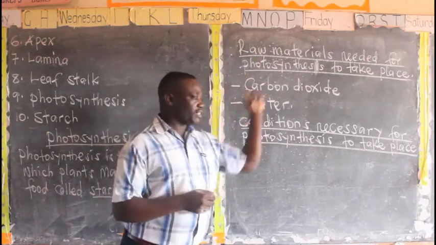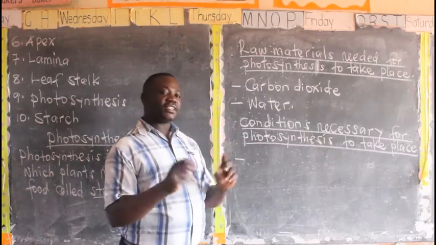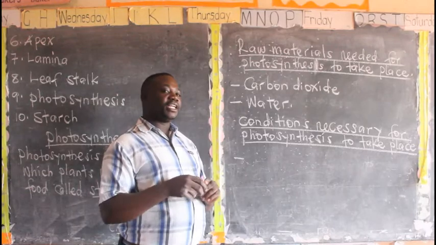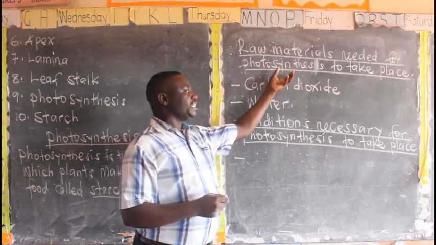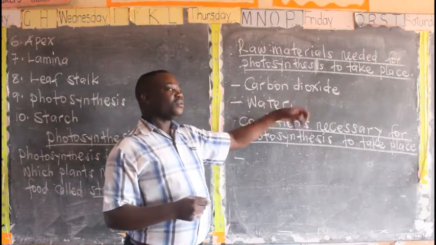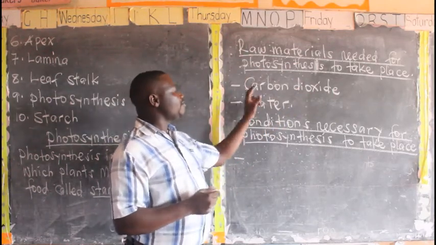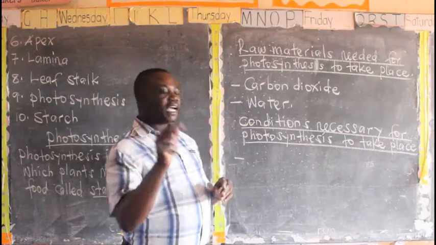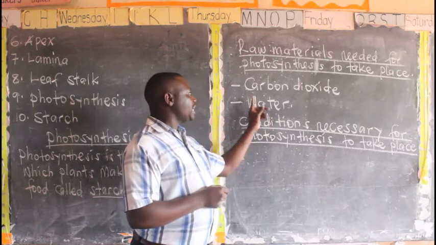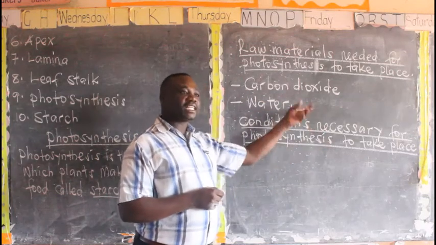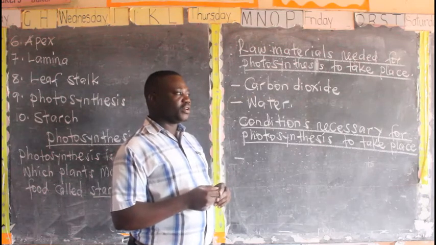So, raw materials are different from conditions necessary. Raw materials are only two. When we reach P6, we shall go ahead and even look at the equation of photosynthesis. So raw materials are only two. We have carbon dioxide reacting with water to make food. Without water and carbon dioxide, plants cannot manufacture or make their own food, which we call starch.